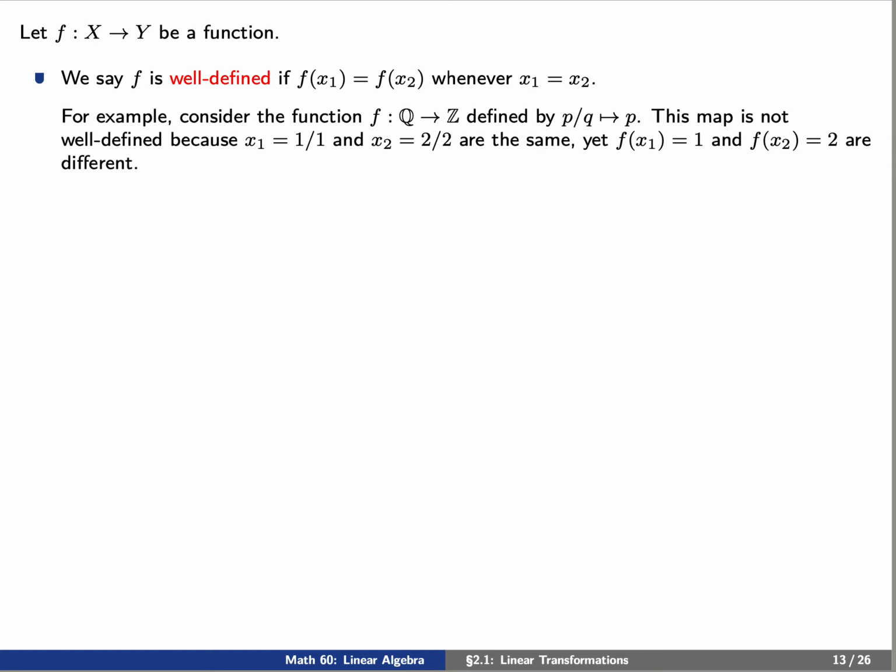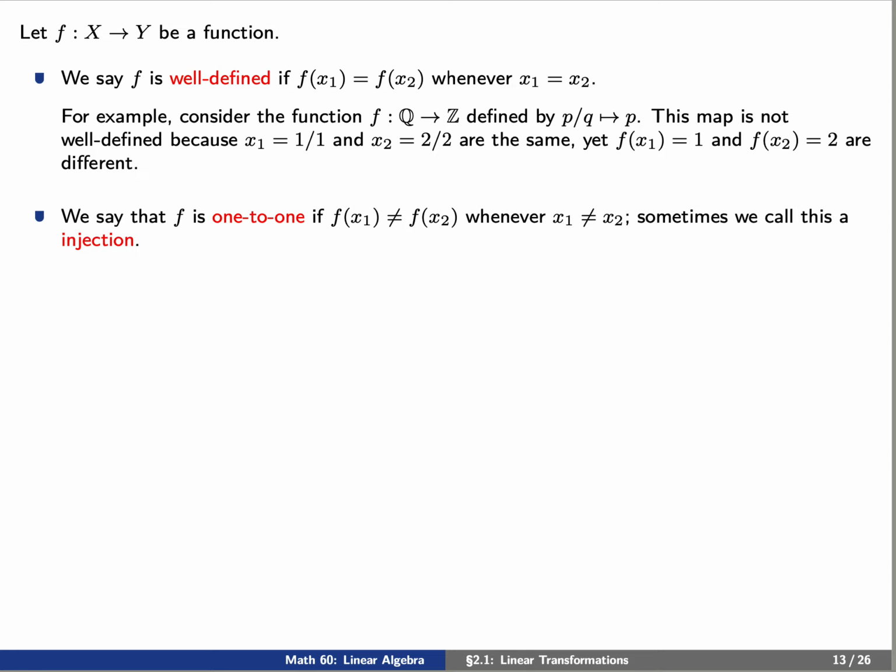Unfortunately, this function is not well defined because while the fractions 1 over 1 and 2 over 2 are the same, their numerators are different. That is, f of 1 over 1 is simply the numerator 1, yet f of 2 over 2 is the numerator 2. Of course, the way that we can make this function well defined is placing in the condition that p and q, the numerator and denominator, are relatively prime.